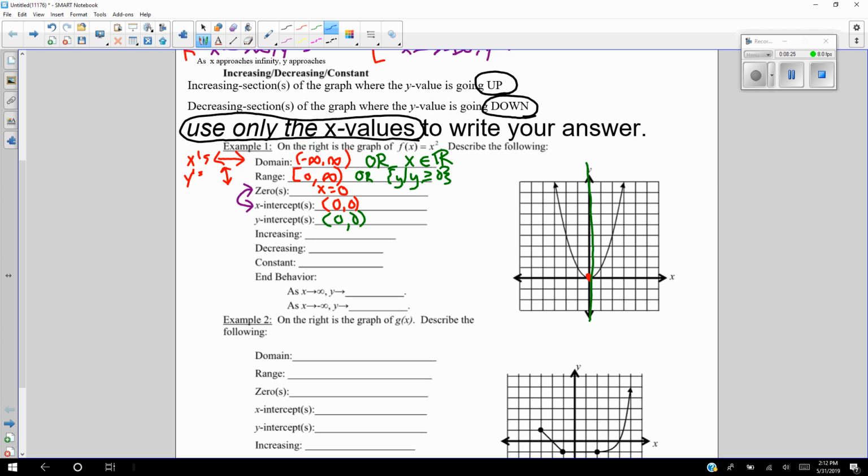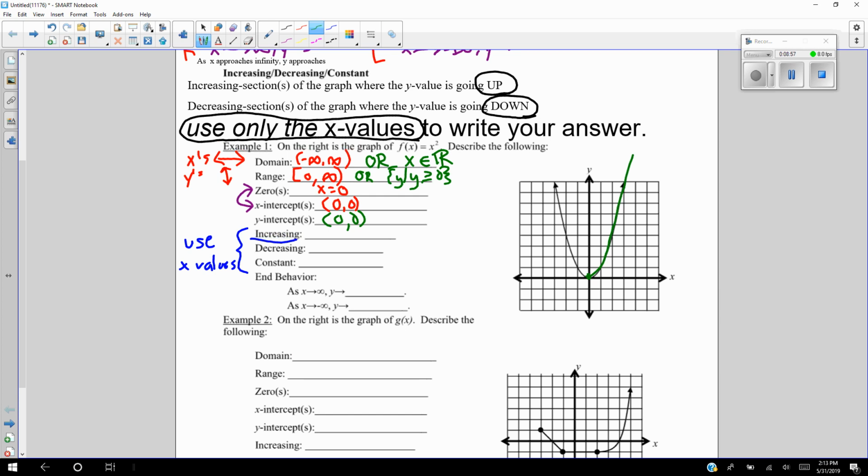All right, and then finally, increasing, decreasing, constant. Remember, use your x values here. So increasing, start with this one. Find where the graph is going up. Kind of treat the graph like a roller coaster. So the graph initially starts going down, and it's really at this point right here when it starts trending upward. We read a graph like a book from left to right.